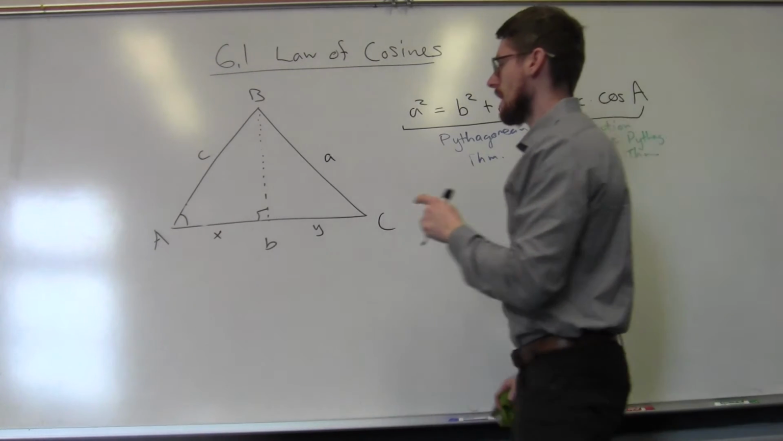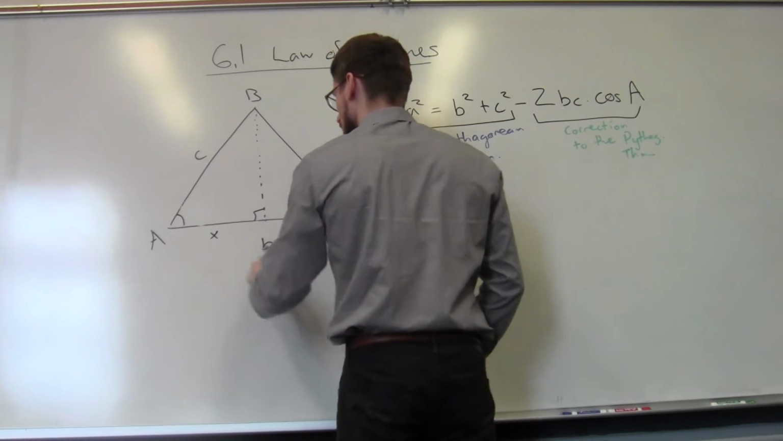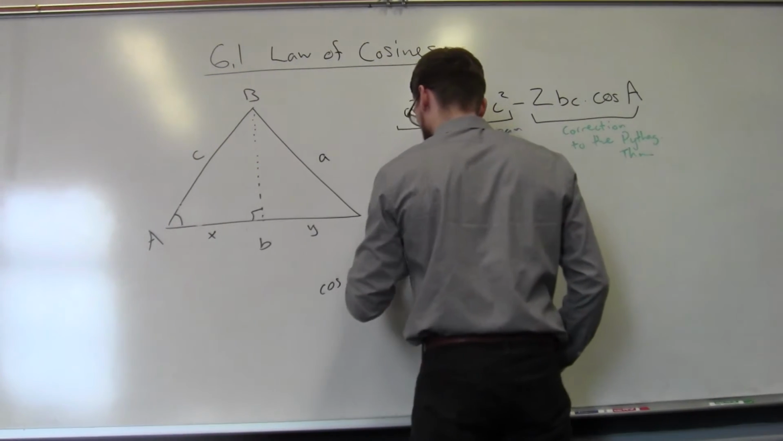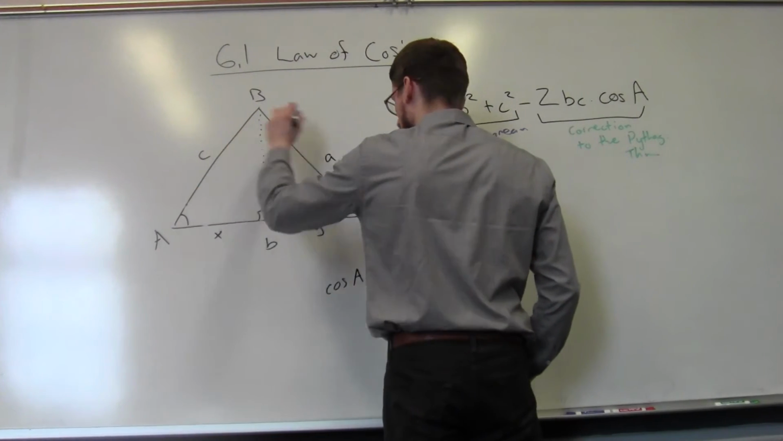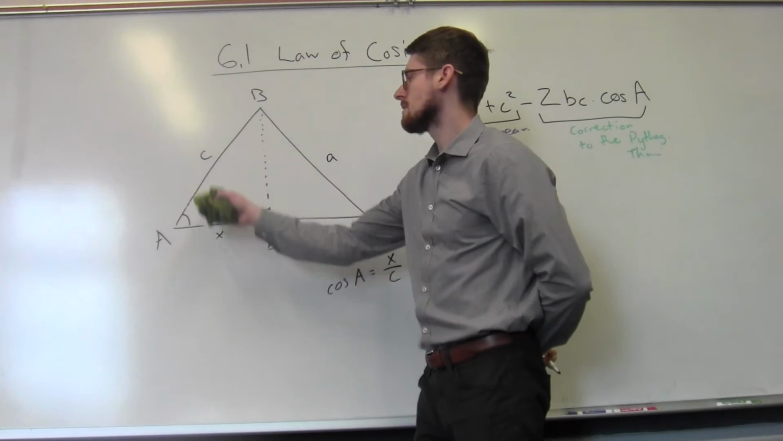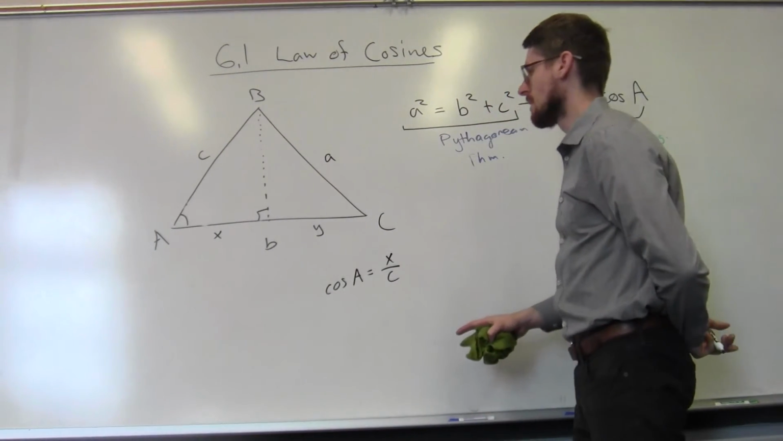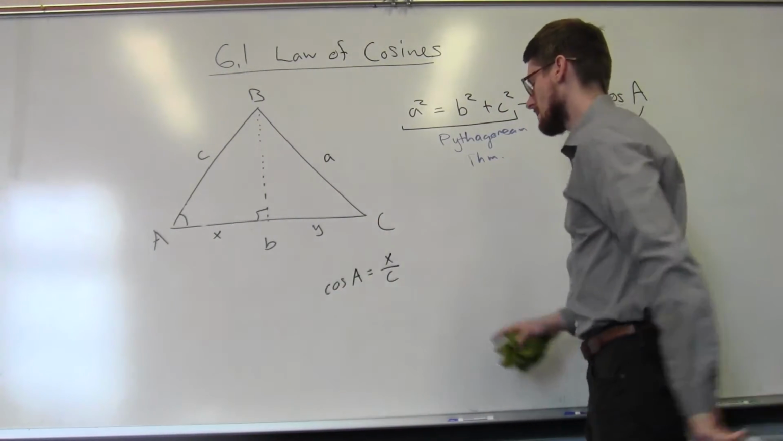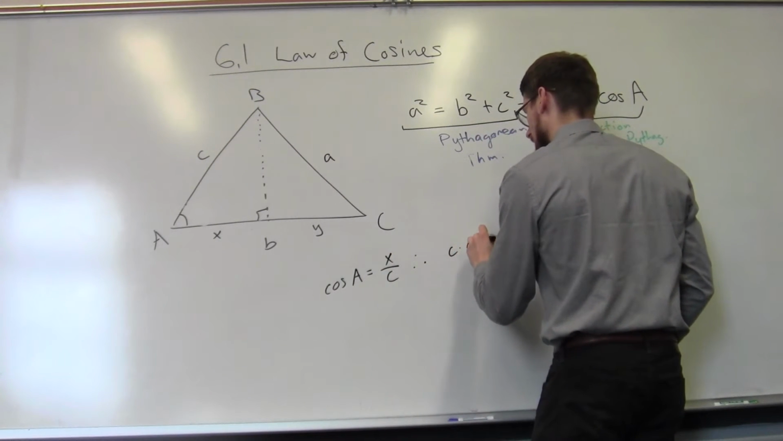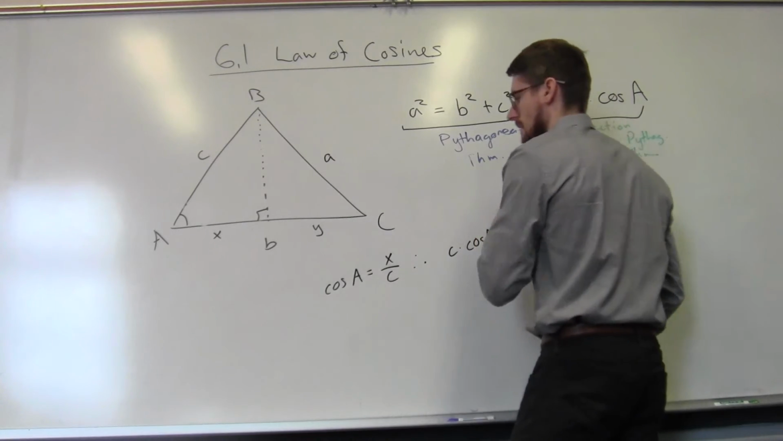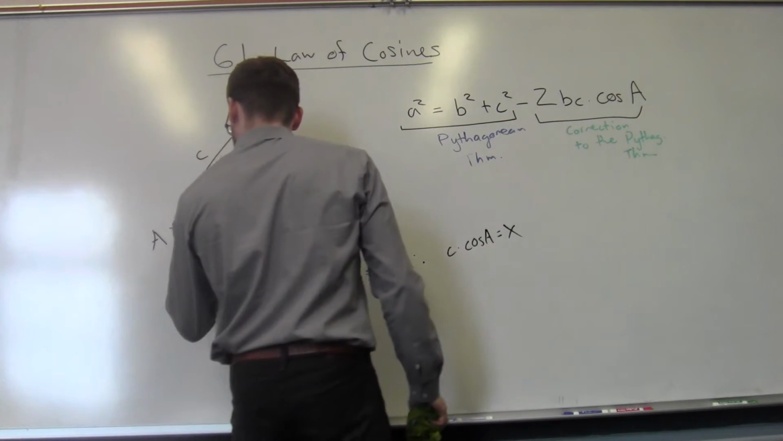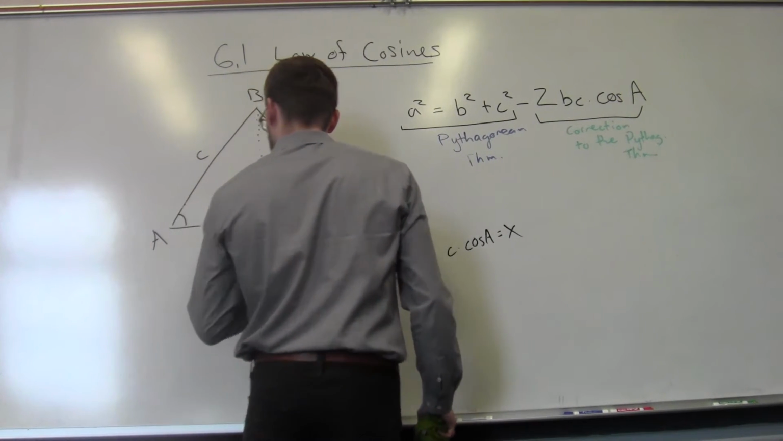So what can I say about X? Well, I know this, that the cosine of A is X divided by C, because this is a right triangle now. The cosine of A is the adjacent side, X, divided by C, the hypotenuse. So I can solve this for X then and get C times cosine A equals X. So why don't I replace this with C times the cosine of A.